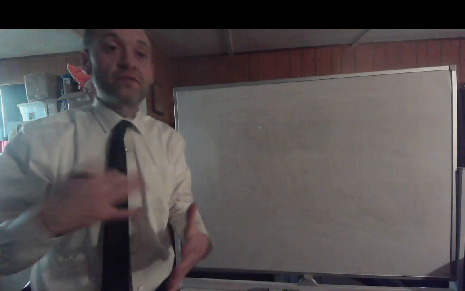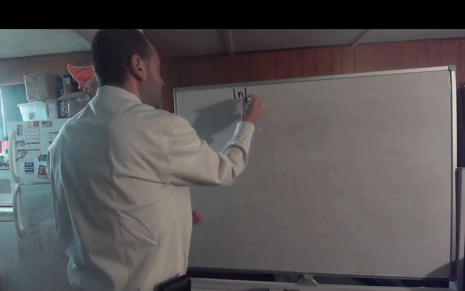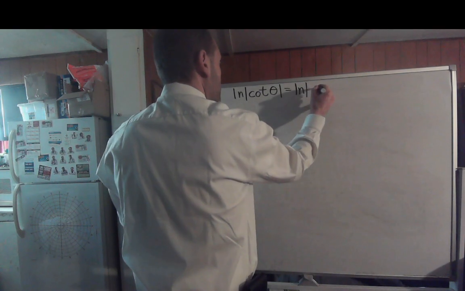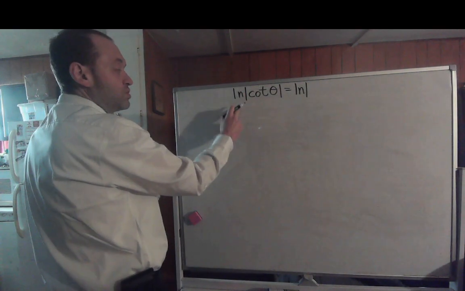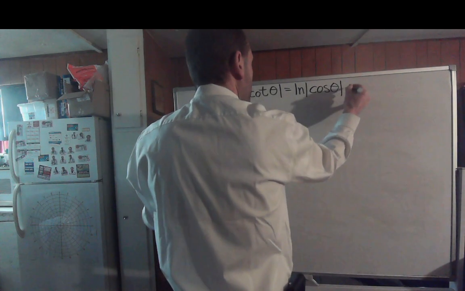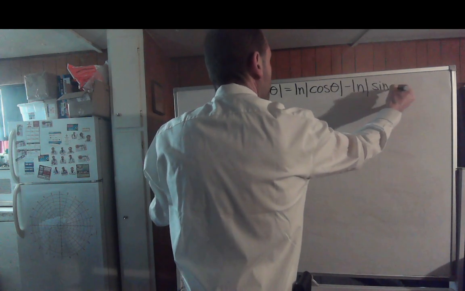Let's shift into verifying logarithmic trig identities. So we have to verify that the natural log of the absolute value of the cotangent of theta equals the natural log of the absolute value of the cosine of theta minus the natural log of the absolute value of the sine of theta. We have to verify that.